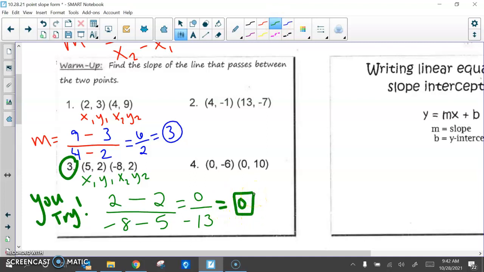If you're unsure if it's 0 or undefined, type it into your calculator. When I type this fraction into my calculator, it gives me an output of 0. If it was undefined, your calculator will tell you, it'll come up with a message saying divide by 0 error.